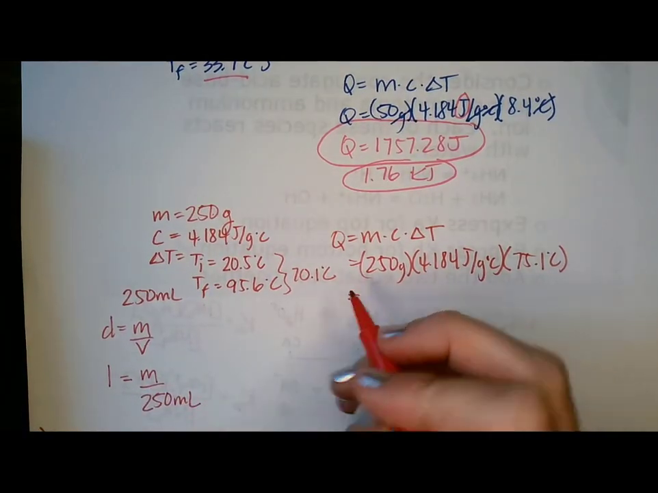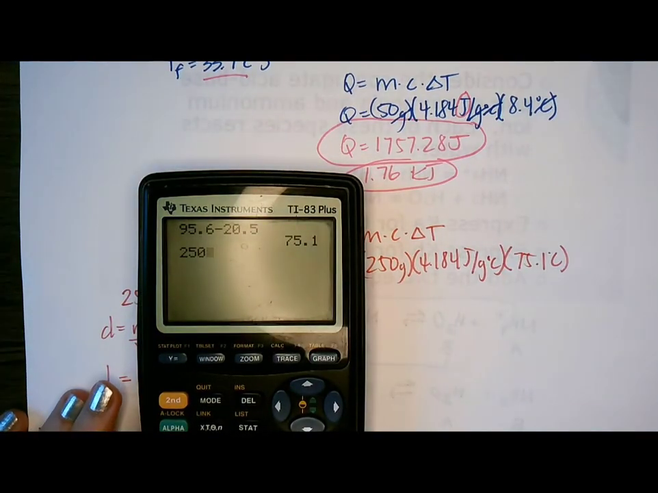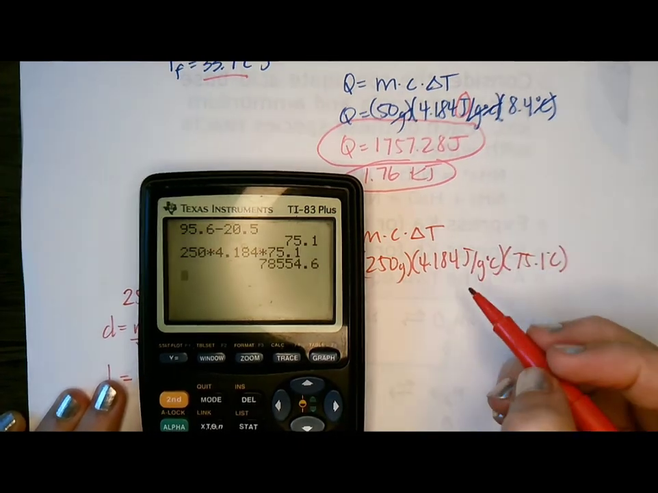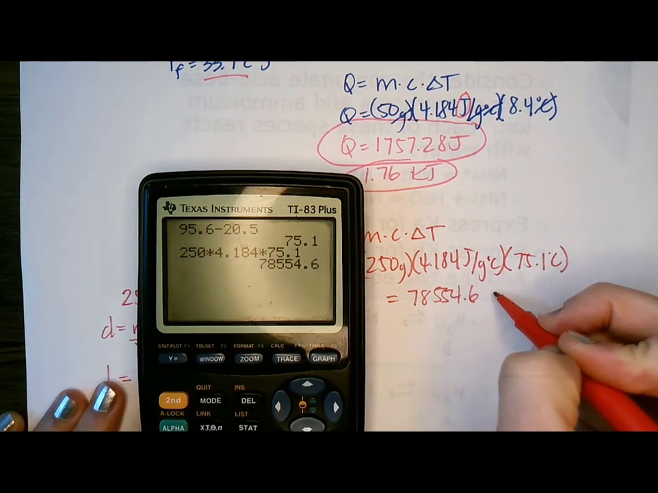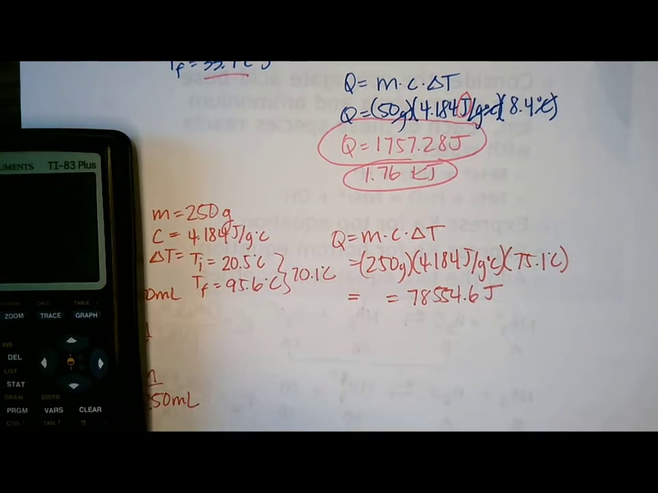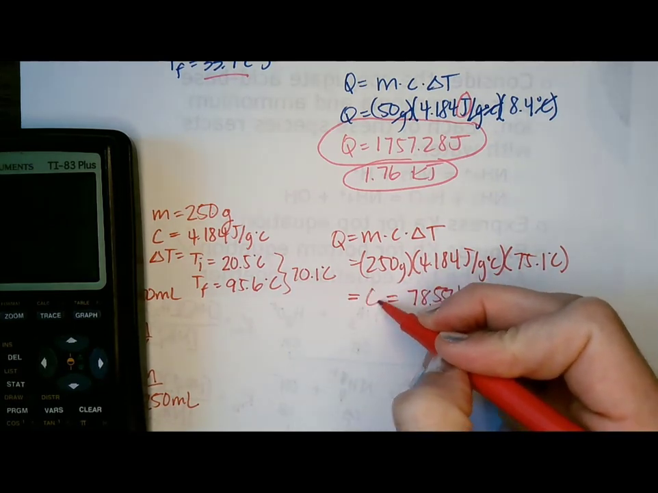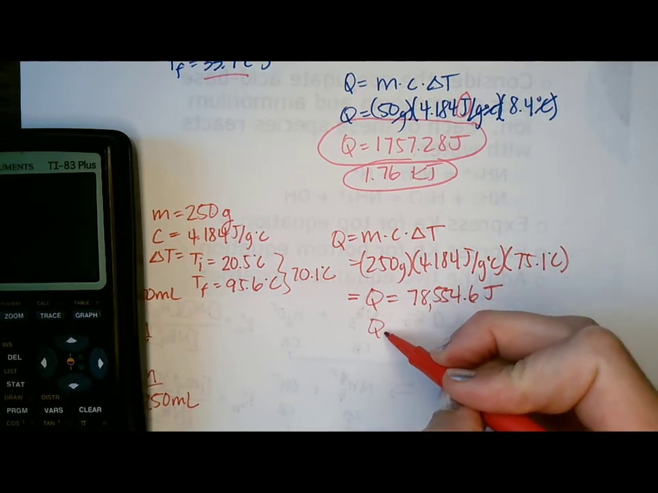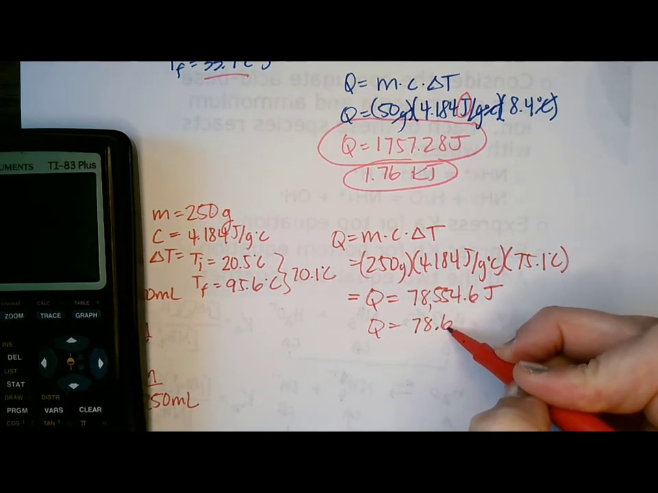Okay, now we just need to plug it in. So we get 250 times 4.184 times 75.1. 78554.6 joules. Wow, 78,000. So we also could put that into kilojoules. We could just say 78.6 kilojoules.